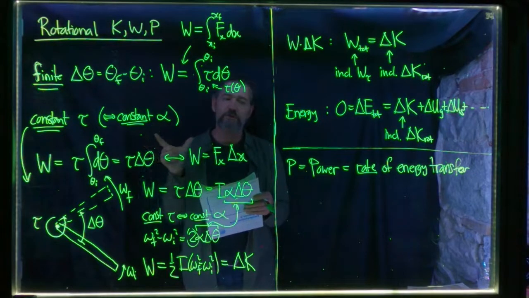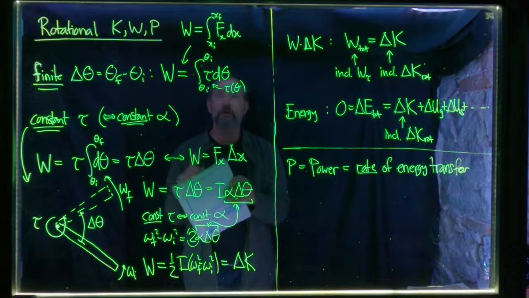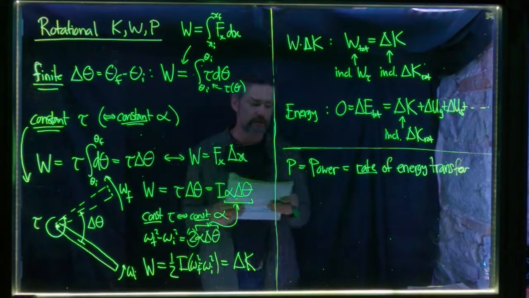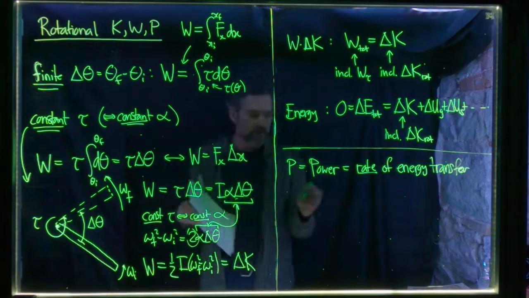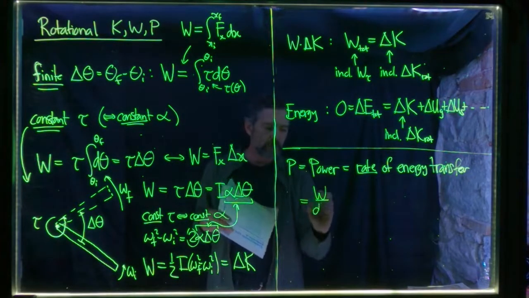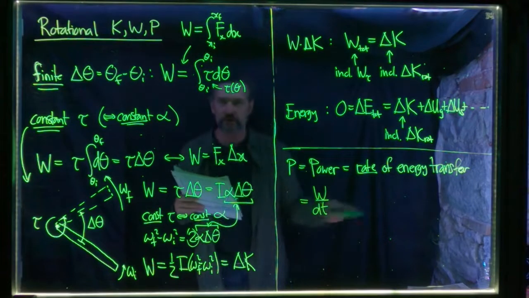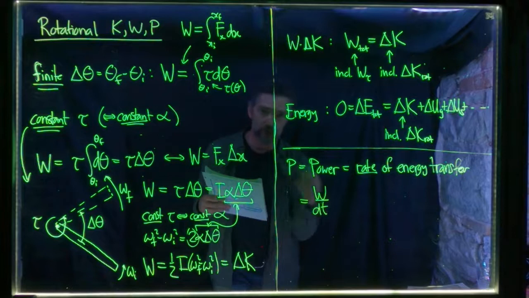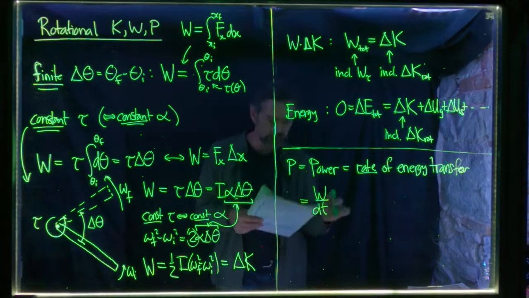If we transferred that energy in a small amount of time, it's a high rate of energy transfer. If it took a long time to transfer that amount of energy to the object, it's a low rate of energy transfer. High power, low power. So power is the amount of energy transferred divided by the time it took that transfer to take place. For a given energy transfer, the smaller the time, the larger the power, the larger the rate of energy transfer.